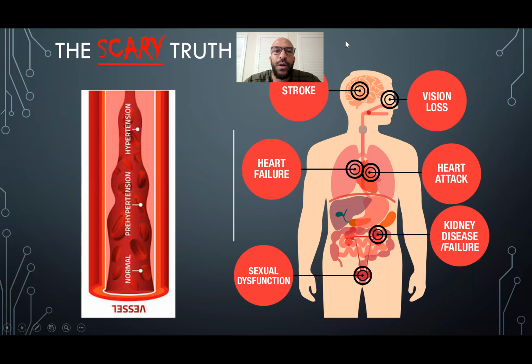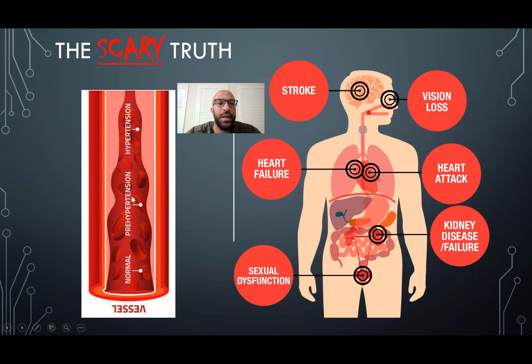So here's a bit more about the scary truth of hypertension. Another diagram. So this is the amount of blood, if you will, from this diagram. Normal blood flow, pre-hypertension, you see the walls got a little thicker, and then the patient with hypertension, not a lot of blood flow at all in comparison to normal blood vessel diameter.